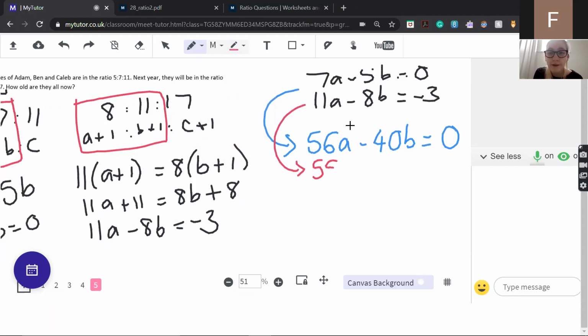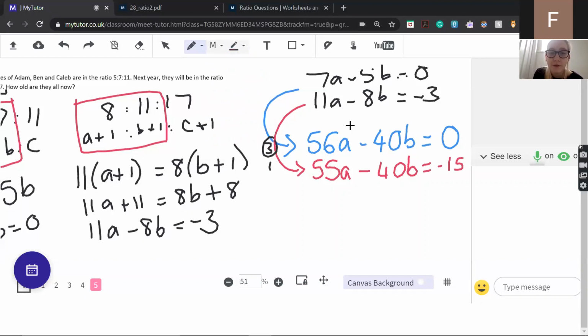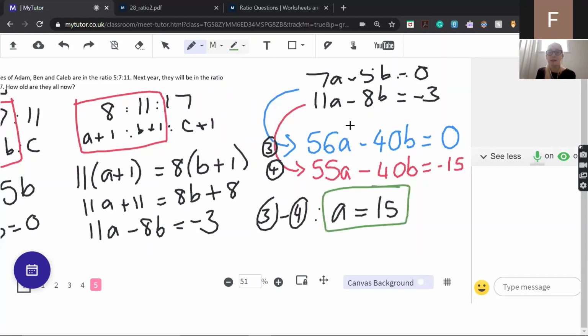So this becomes 55a minus 40b equals minus 15. I'm going to call these equations 3 and 4. I'm going to do equation 3 minus equation 4, giving me 56a minus 55a is a, minus 40b minus minus 40b, they cancel out, and 0 minus minus 15 is 15. And now we've got the solution that a is equal to 15.